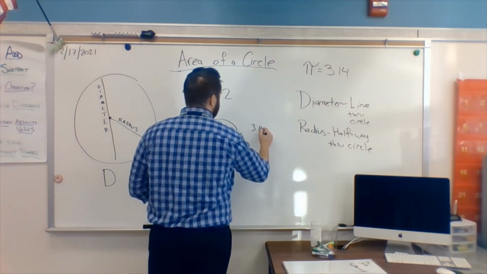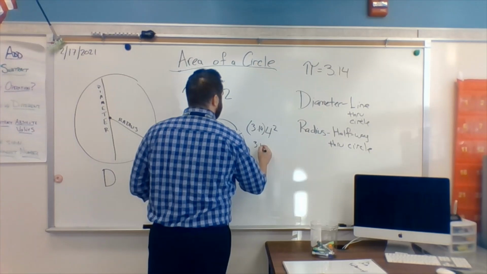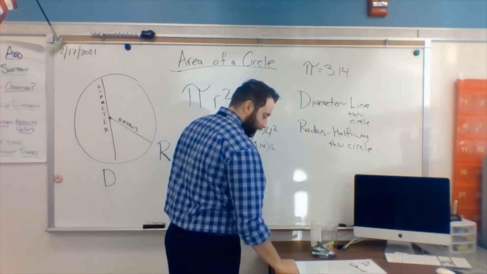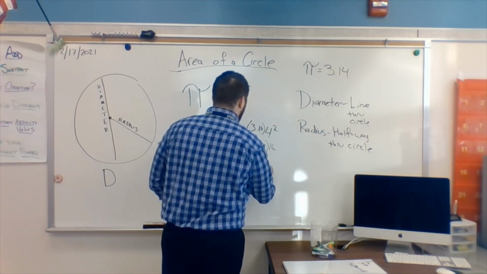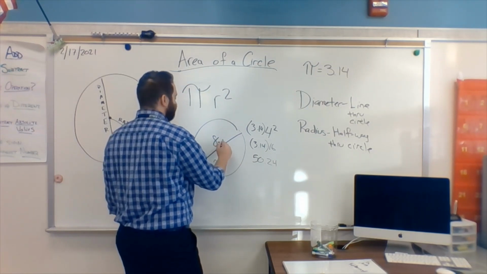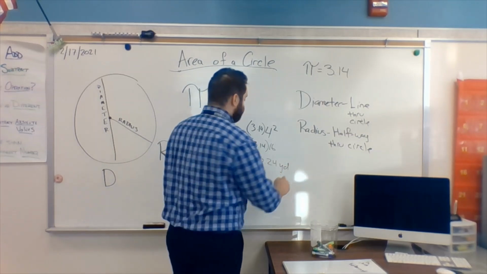So 3.14 times 4 squared, 3.14 times 16. I use my handy dandy calculator. 50.24 yards, and it's yards, remember, squared, okay? Yards squared.